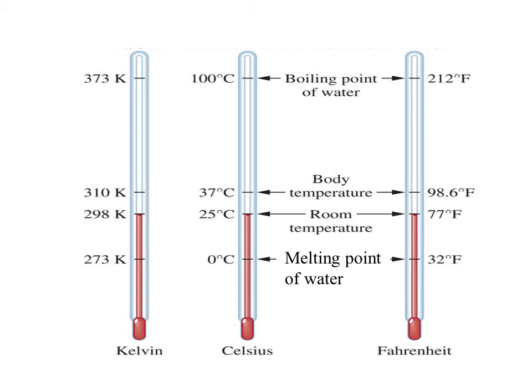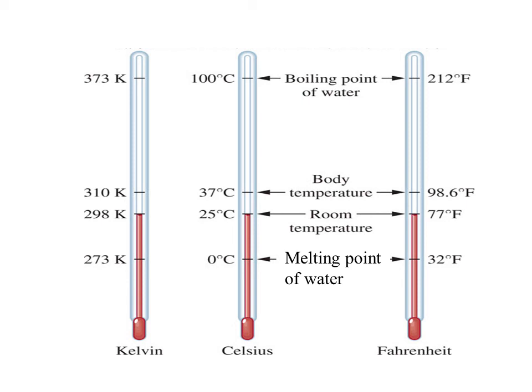This is the relationship between the Kelvin, Celsius, and the Fahrenheit scale. You're really familiar with the Fahrenheit scale. You know body temperature, room temperature, and boiling point of water in the Fahrenheit scale, but we will not be using the Fahrenheit scale. In science, we use Celsius and Kelvin. Celsius and Kelvin are very closely related in that the size of their degrees are identical.